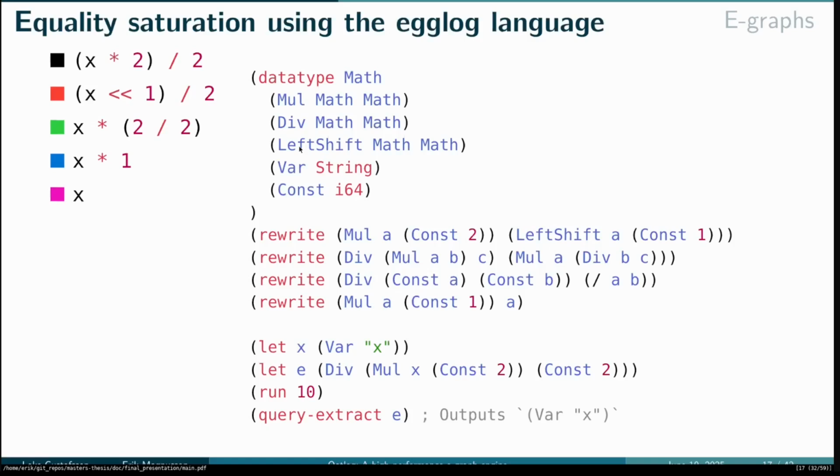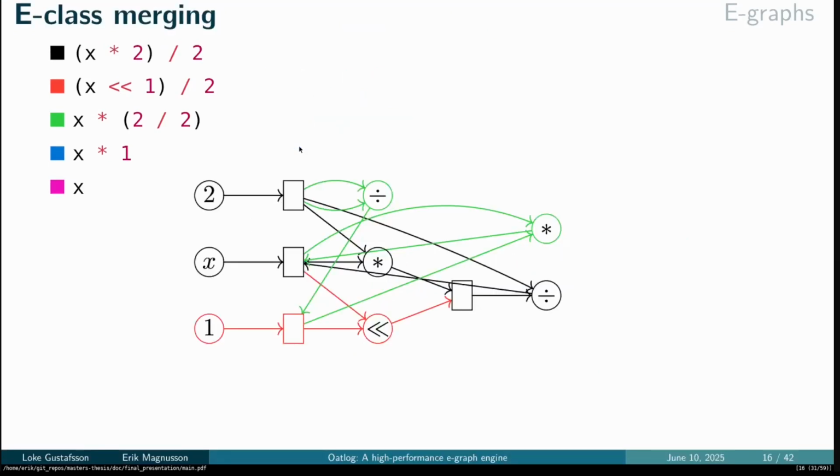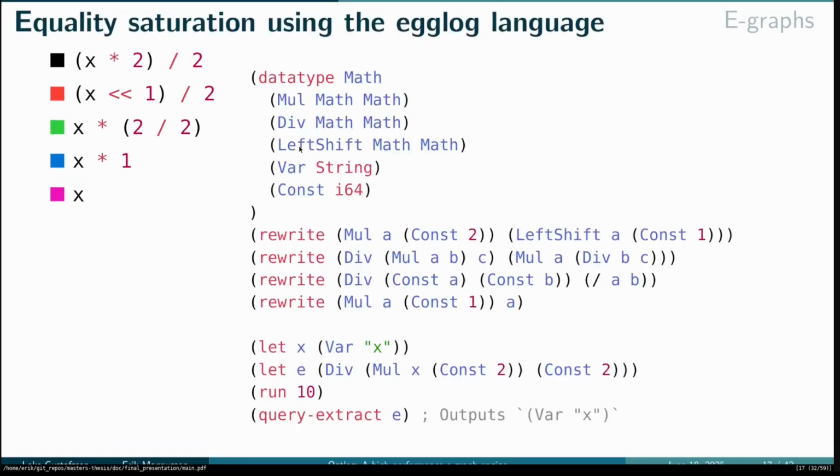And from a user perspective, this is kind of all you need to know. Well, not really, because you need to reason about the performance. But from a user perspective, this is what E-graphs are and equality saturation. You write this program and it will just magically find everything that you can figure out based on these rewrite rules. And it does so by building this thing according to the rewrite rules.